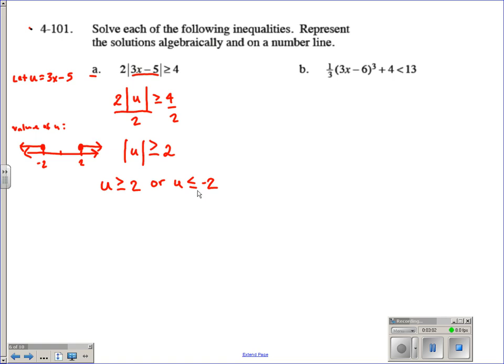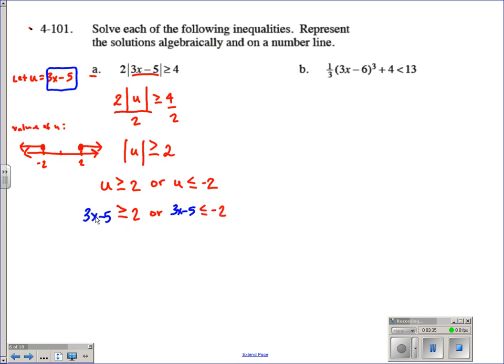Well, now that we've established that, let's take our quantity that we substituted u in for, and plug it back in. Instead of u now, we're going to say 3x minus 5. Remember, these are the same thing; these are equal to each other. It has to be greater than or equal to 2, or our 3x minus 5 has to be less than or equal to -2.